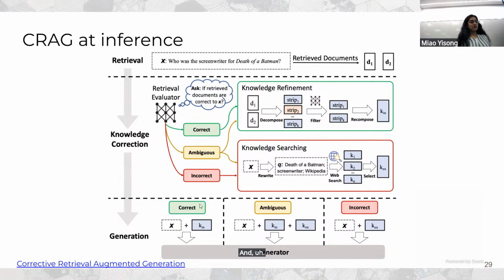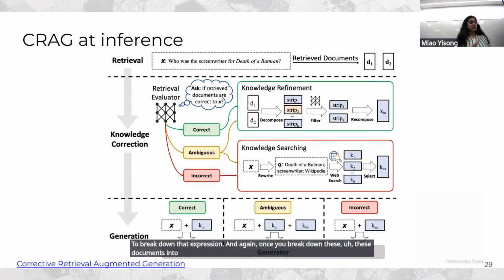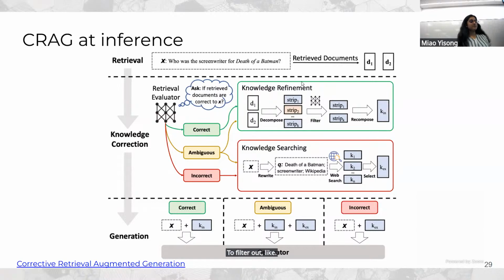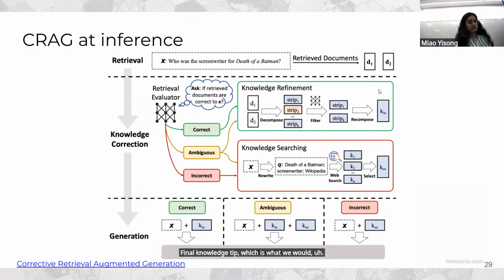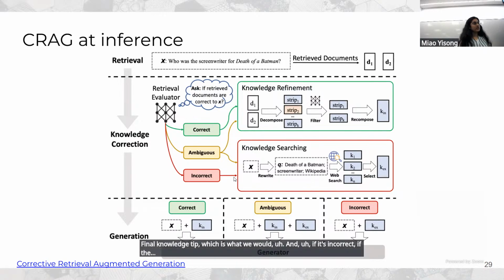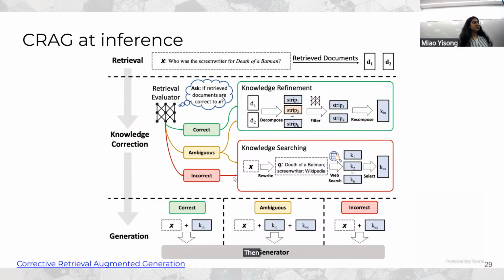Whatever documents are retrieved and considered will be decomposed into strips to break down that information. Once you break the documents into strips, they go back into the retrieval evaluator to filter out whether all the strips are relevant. All the relevant information is finally concatenated into this final knowledge strip, which is what we would keep using.